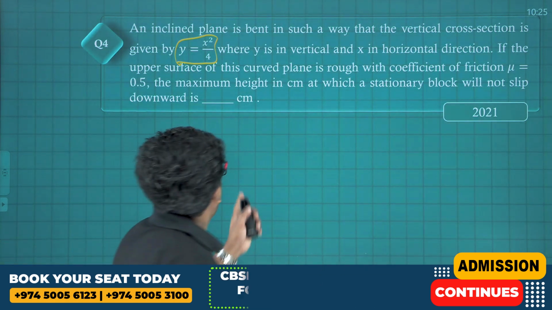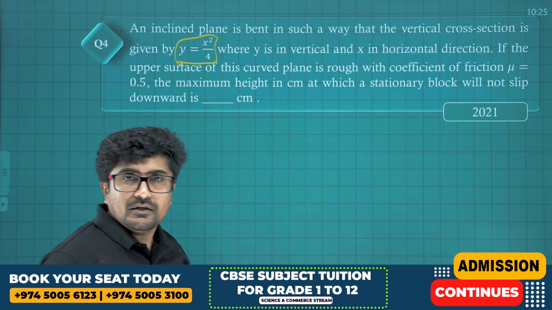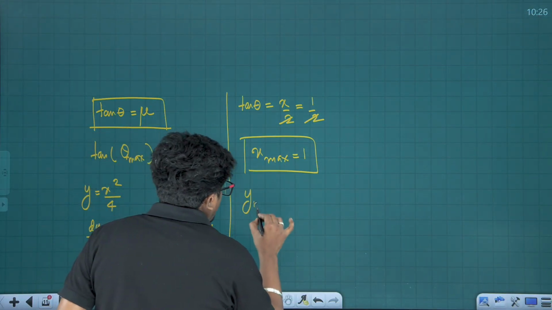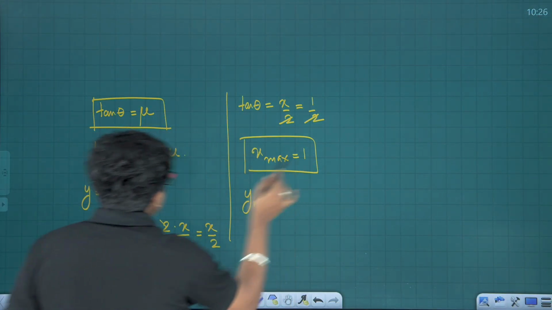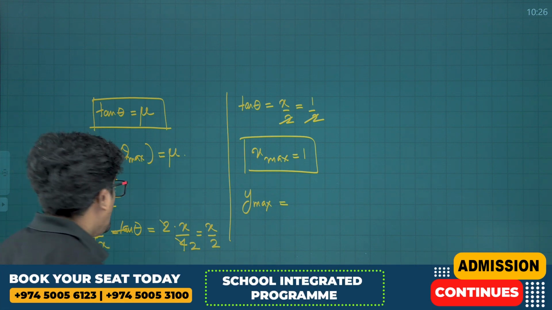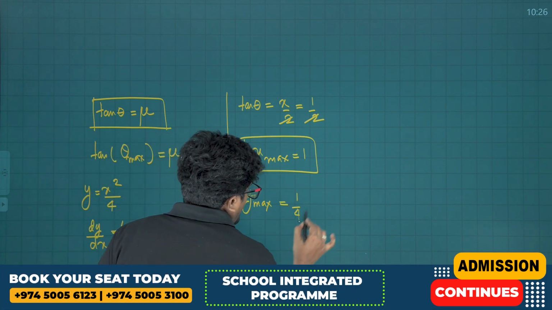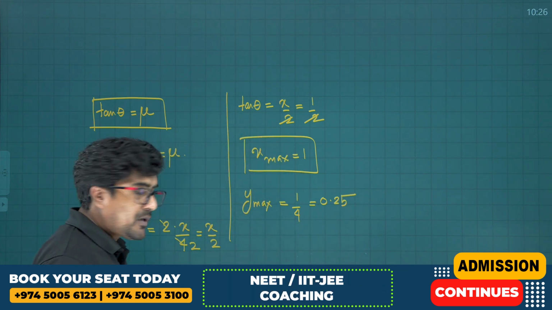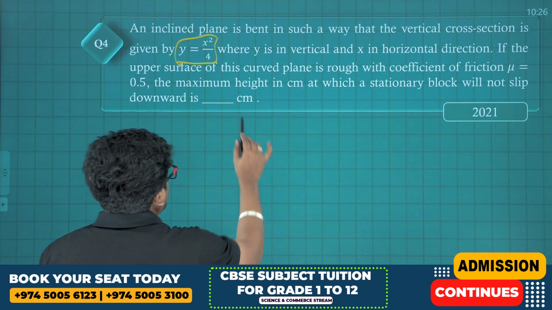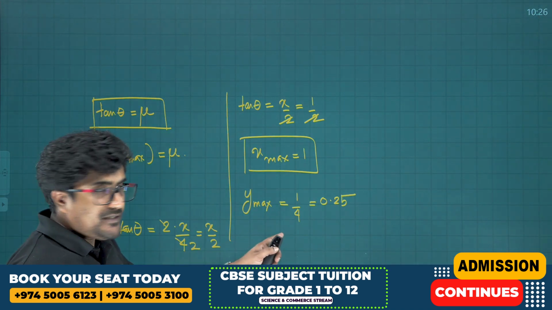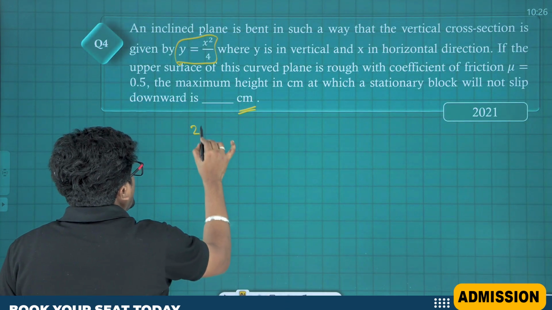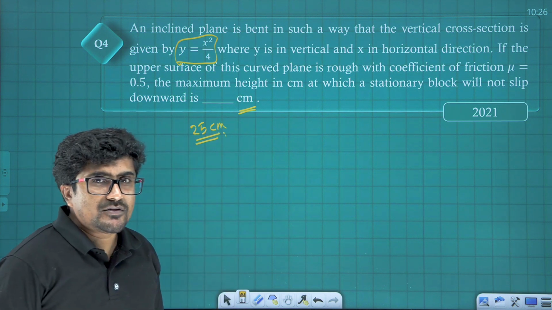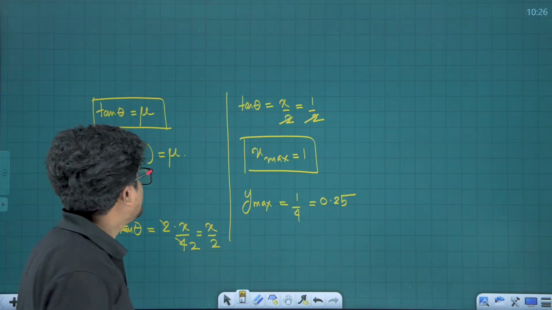Our question is up to what maximum height it can reach, which means we need the value of y max. So y max, that's going to be x max is 1, so 1 by 4, that is 0.25. We need the answer in centimeter, I believe. So 0.25 meter, or it is 25 centimeter. I believe that was okay with you. Let's move to the next, that is question number 5.